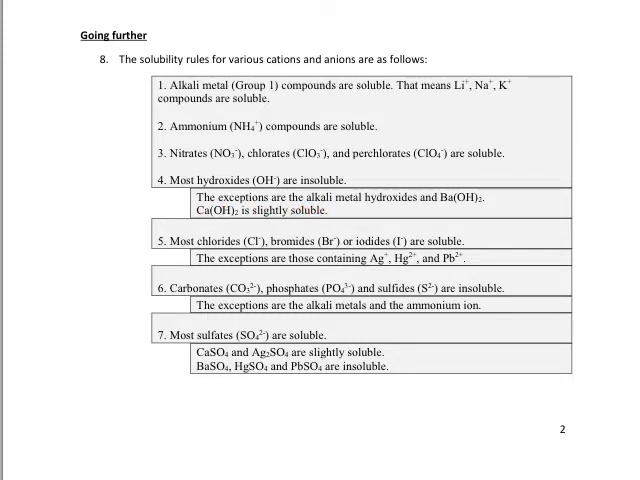It also tells you about chlorides. Most chlorides are soluble, and there's only a few that aren't: silver, mercury 2, and lead. And most carbonates, phosphates and sulfides don't dissolve, but the alkali metals, which is basically lithium, sodium, potassium, will, as will the ammonium ion. And finally, most sulfates are soluble, but the ones of calcium and silver aren't, and the ones of barium, mercury 2 and lead are definitely not soluble. Let's go and see whether we can use this in practice on the next page.